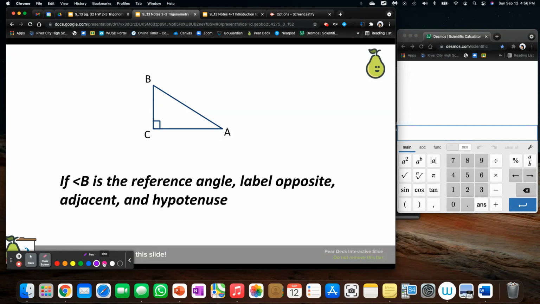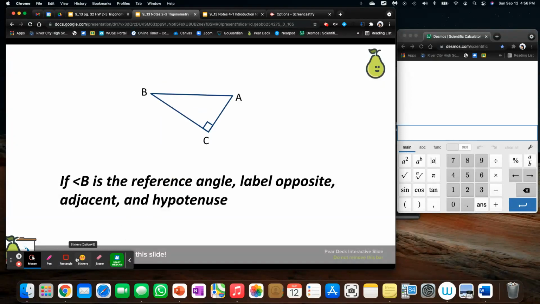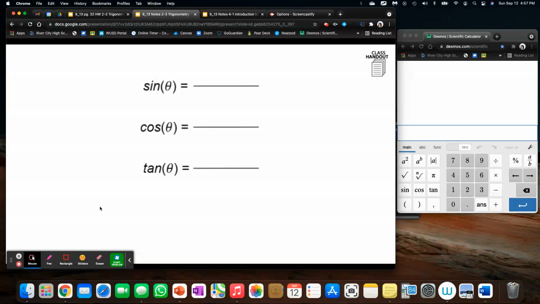Now using B as our reference angle, our hypotenuse doesn't change. The adjacent side is now the one closest to the angle, so this would be A and this would be O. It says using B as our reference angle, so there's B, label the sides. Hypotenuse is across from my right angle. The adjacent side is the one that's closest, and our opposite side is the one that's furthest. Okay, so we kind of get the picture.